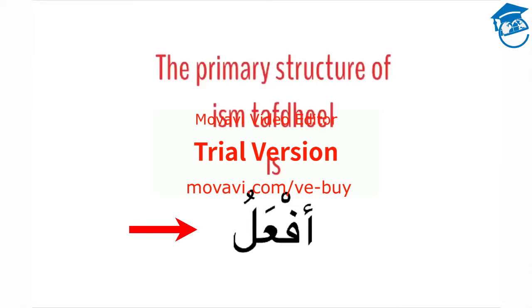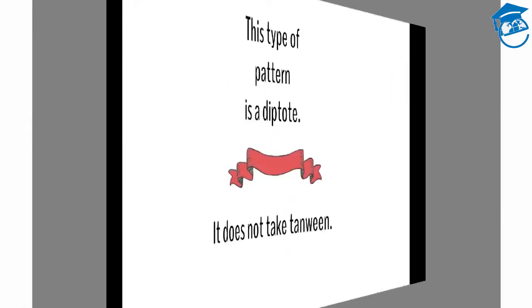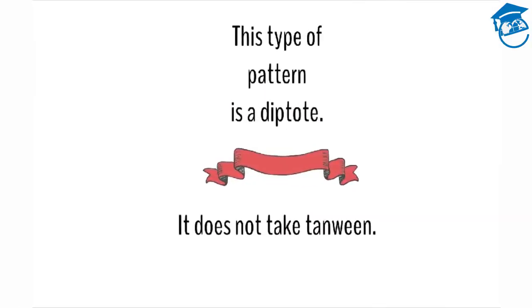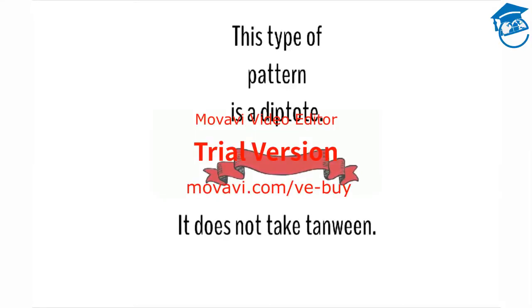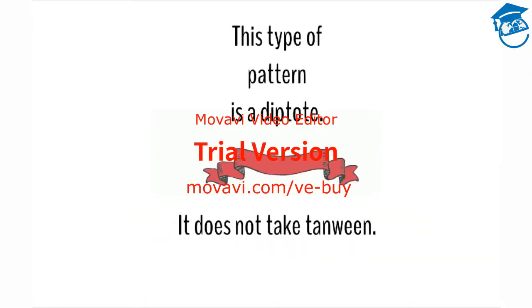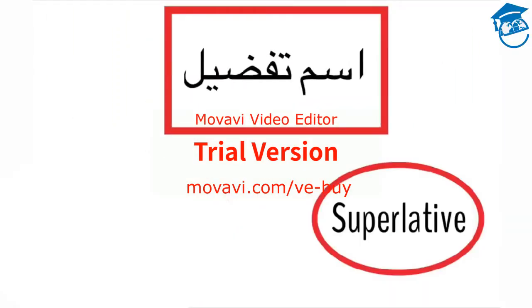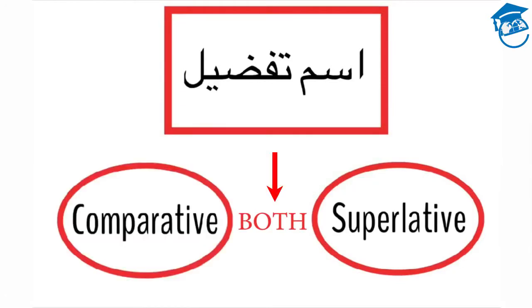On the second root letter, ain, we add fatha. The third root letter contains whatever grammatical marking is necessary. In this case, we've added a dhamma. This particular type of pattern is a diptote. And because it's a diptote, it does not take tanween at the end, but merely one vowel marker. Ism at-tafdil is used for both the superlative as well as the comparative form of the adjectives.